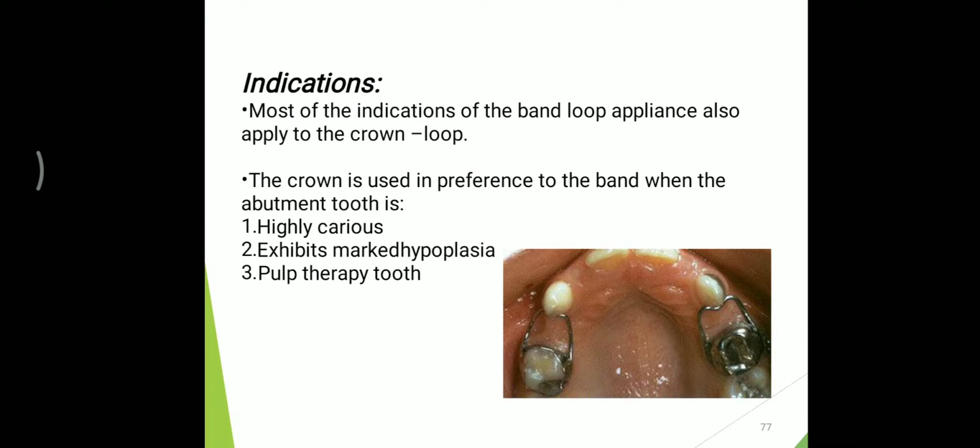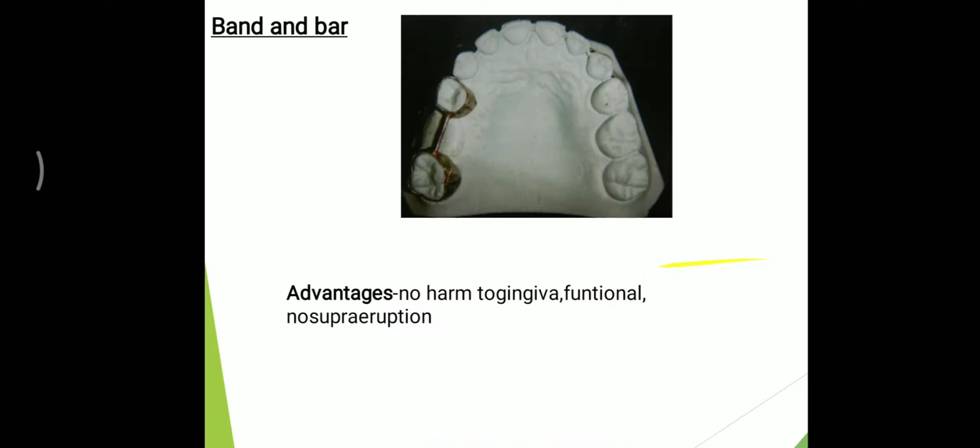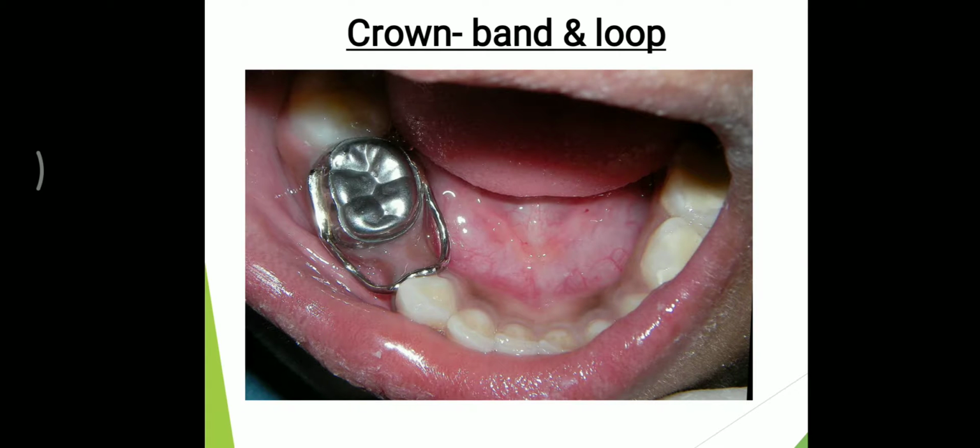Indications are, most of the indications of the band and loop appliance also apply to the crown and loop. The crown is used in preference to the band when the abutment tooth is highly carious and exhibits marked hypoplasia, or is a pulp therapy tooth. And this is a reverse band and loop, and band and bar. The advantage is that there is no harm to the gingiva, it is functional, and no super eruption occurs, with the loop on only one side. This is a bonded loop, long band and loop. It is a mains appliance. This is the crown, band and loop.